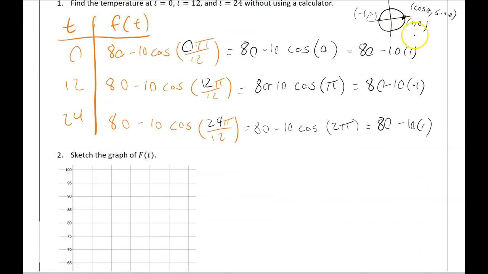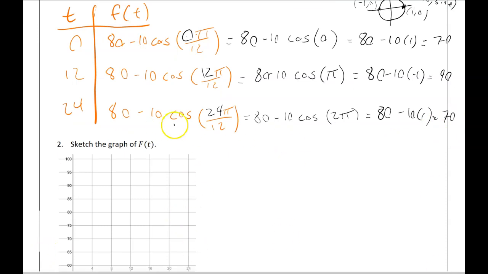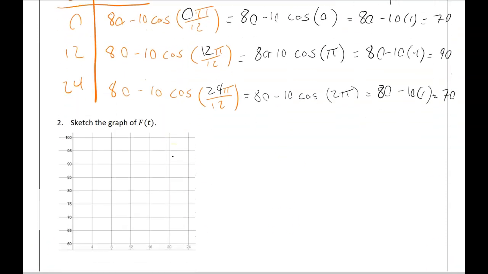And then I can just evaluate here. So here I get 70 degrees. Here, it's going to be real warm. I get 90 degrees. That'll be at noon, so that makes sense. And then here, the next day at midnight, I get again 70 degrees. Okay? So that gives us some points we can start to plug in. So we had t equals 0 was 70. We had t equals 12 was 90. And we had t equals 24 was 70 again.